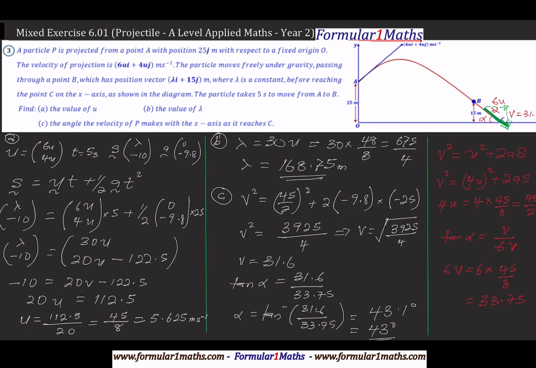required for C. And with that, we come to the end of this session of questions on projectiles.